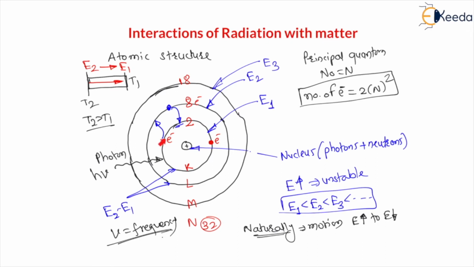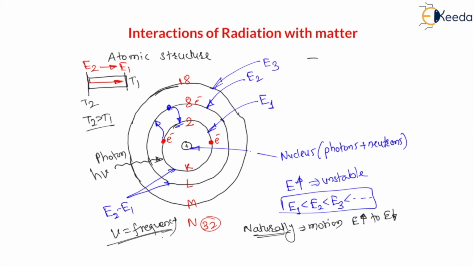Now, whenever any electron moves from a lower energy level to a higher energy level, the process is called absorption. And whenever an electron moves from a higher energy level to a lower energy level, the process is called emission. Right. So write down this.